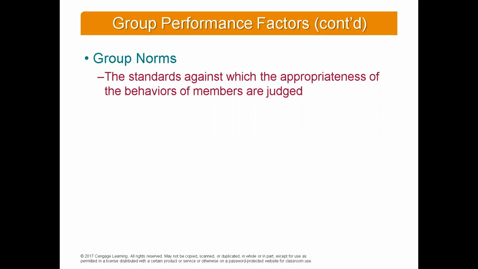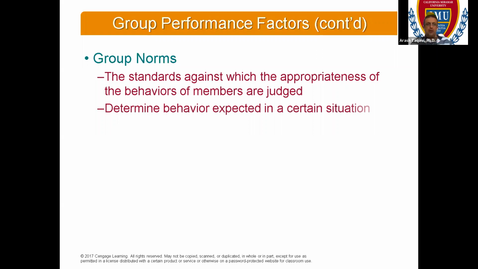As you see in the definition of norms, the keyword is appropriateness. When something is a norm, it is appropriate. Appropriate to what? Appropriate to general common judgment, general common sense. All the people, all the group members, these are the norms. They determine behavior expected in certain situations.